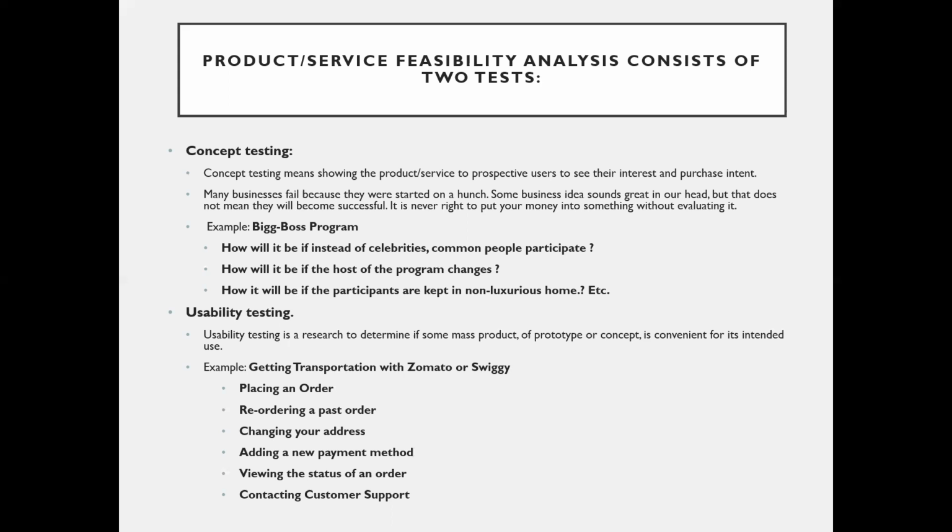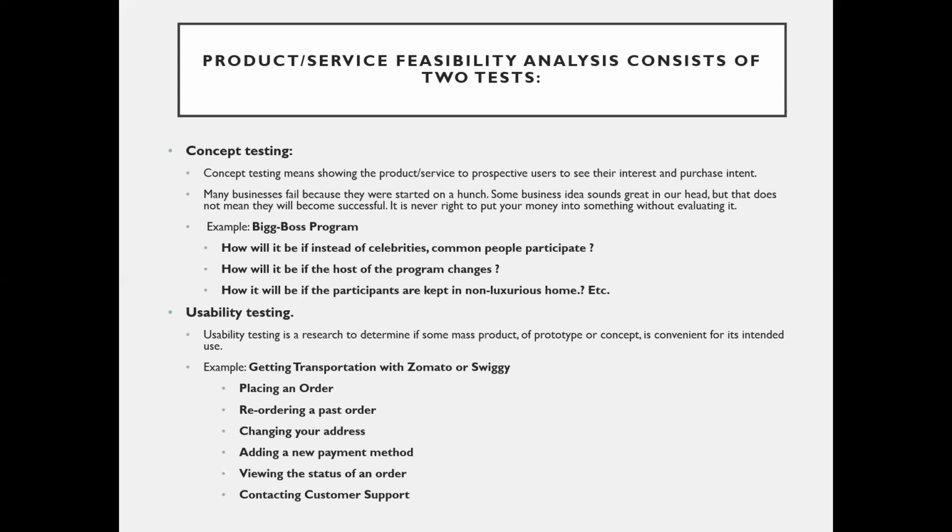Here, let's take an example of getting food with Zomato or Swiggy. When you want to order your food with the Zomato or Swiggy website, placing an order, how would you use an application? You may use an application, or go online, and there you can have access, and you can place an order by filling in whatever details are required, right? Later, reordering a past order. If you ordered some food previously, yesterday or sometime, and you want to reorder the same food, you will have an option there to reorder.